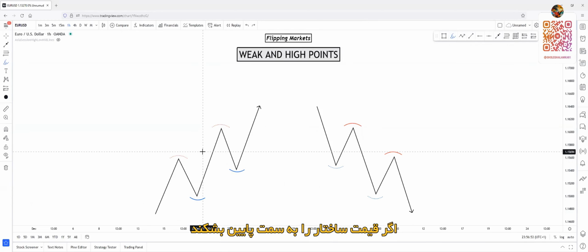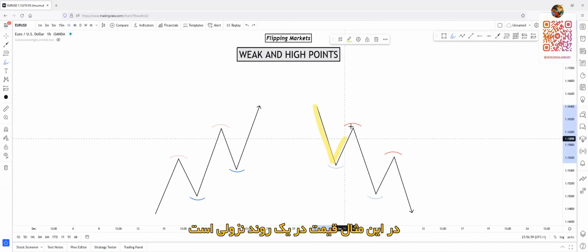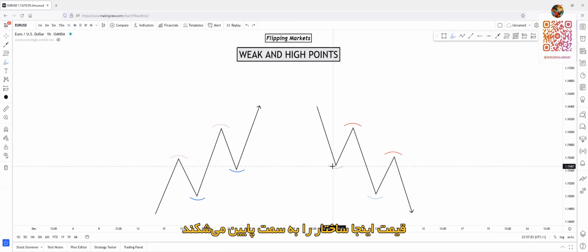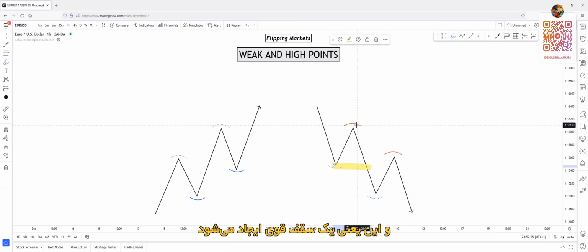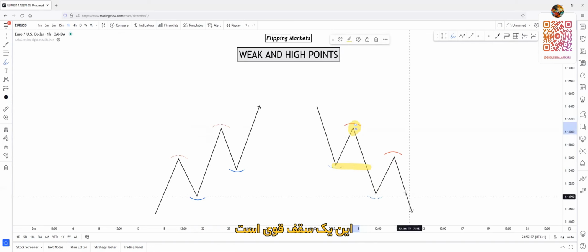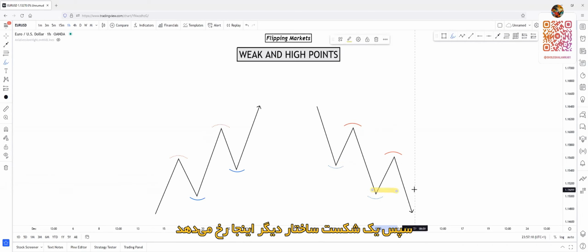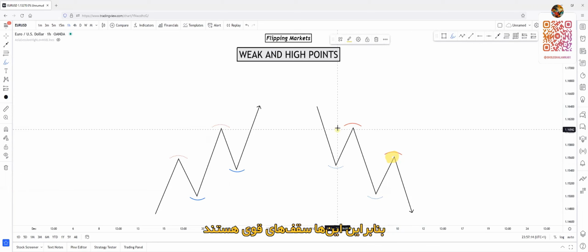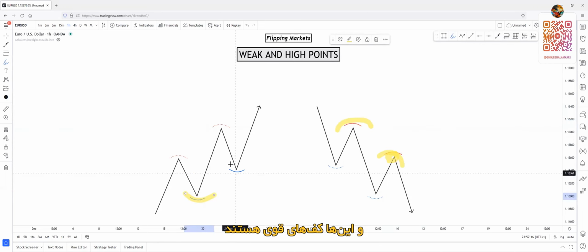In a bearish example, if price breaks structure to the downside, it will create a strong high. So in this example, price is moving in a downtrend, creating a series of lower lows and lower highs. Price broke structure to the downside here. This means it created a strong high. This will be a strong high point. It created another break of structure here. So this means it created a new strong high, which will be this one. So these are the strong highs. These are the strong lows.